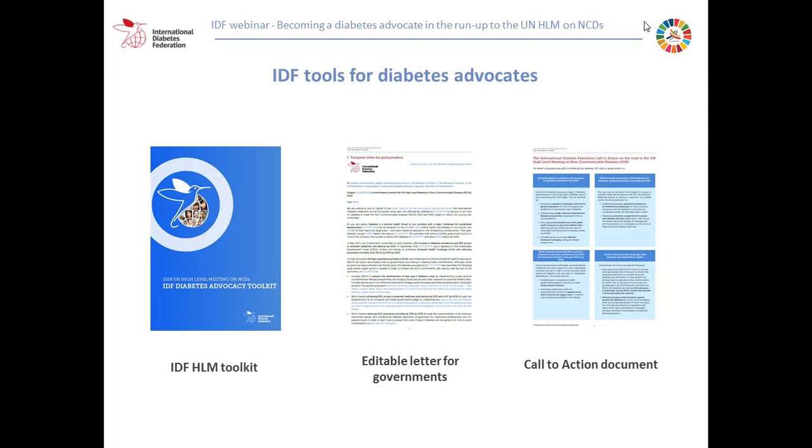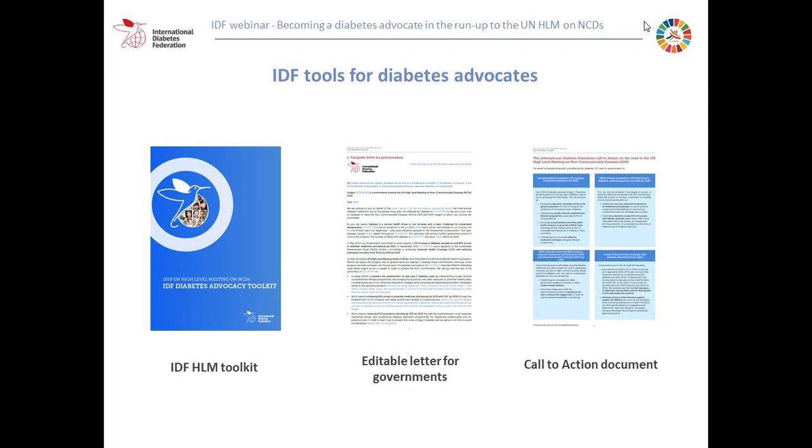In this toolkit, you have a lot of information about the HLM. You have more details on the background that we have discussed previously. You also have information about how to reach national policymakers, the press, how to develop a social media campaign, and we also give you some figures that could be interesting for you in order to develop your national campaign.